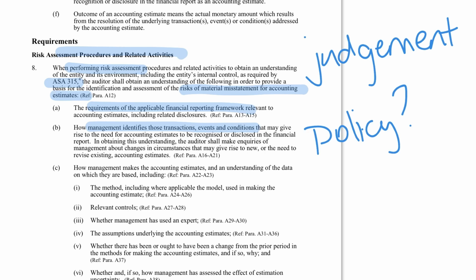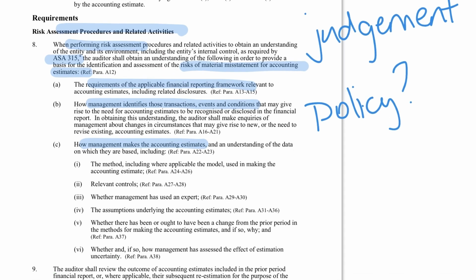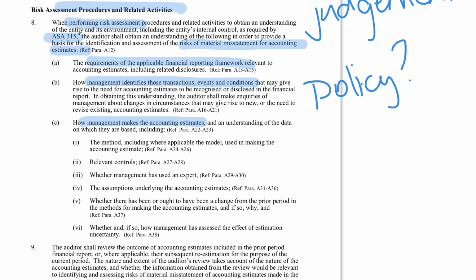Then we're going to look at, how does management actually make the estimates? And we're going to go into quite a lot of detail when it comes to estimates. We're going to look at the method. What are the models that they use? Is it a model backed up by research? Is it something they've designed themselves? What are the controls around making an estimate? Who has to check it? Who has to confirm things? Did we use an expert? And remember, in the 600s series, we talk about using experts. The next one is key. What are the underlying assumptions?